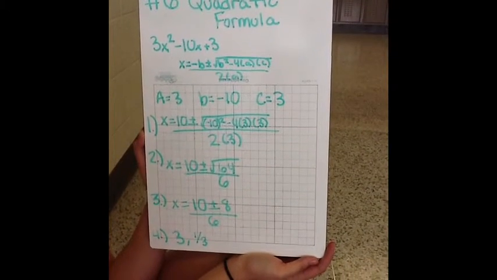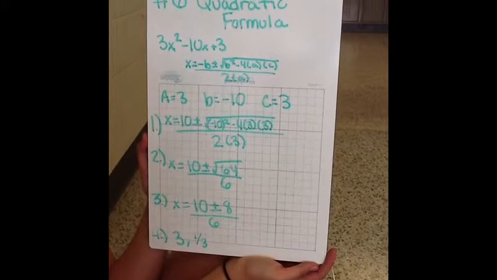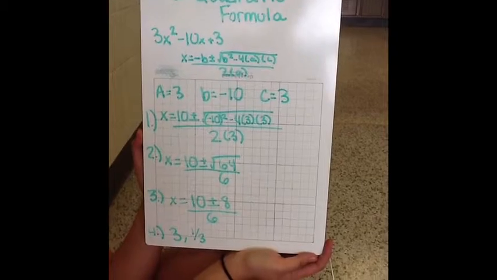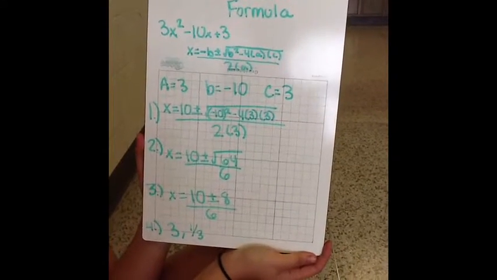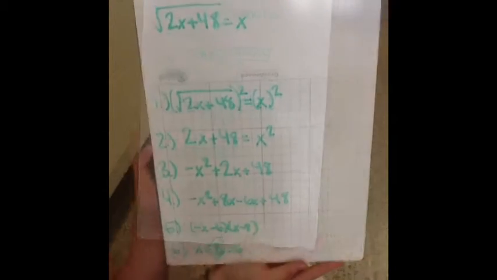over 2 times 3. The second step is to simplify it further, so it's x equals 10 plus or minus the square root of 64 divided by 6. Simplify one more time, and it's x equals 10 plus or minus 8 over 6. So the answer is 3 or 1/3.